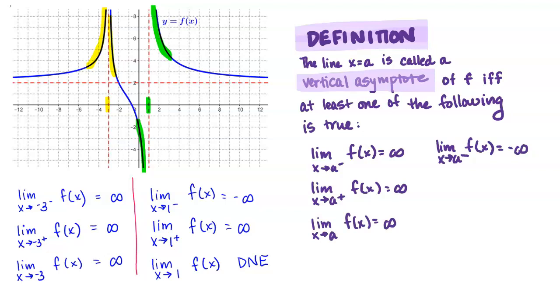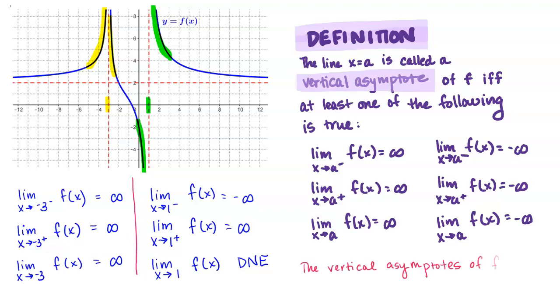Or we can do a similar thing. We would also have a vertical asymptote in the case where the limit as x goes to a from the left is negative infinity, or from the right is negative infinity, or the two-sided limit is negative infinity. In this case, the only x values that produce infinite limits are x equals -3 and x equals 1, so those are the vertical asymptotes.